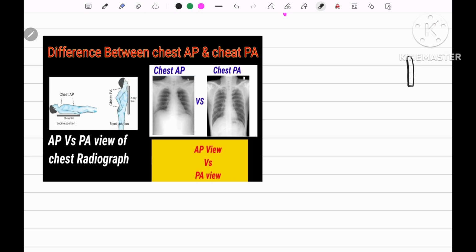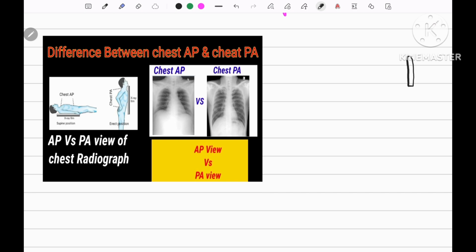But in the AP view, the beams are passed from the front side of the chest, so the structures in the back are visible less clearly. And when beams are passed from the front, the heart is in the front, so the heart is magnified.